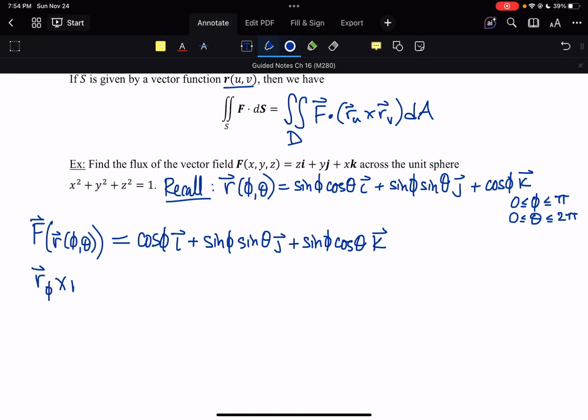And r_phi cross r_theta. So again, we've been working with this one a lot, but if we find r_phi, find r_theta, and cross them together, we end up with sine squared phi cosine theta i plus sine squared phi sine theta j plus sine phi cosine phi k.